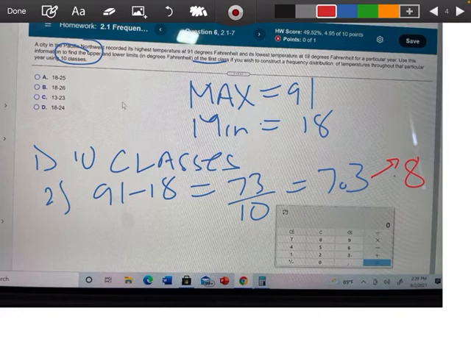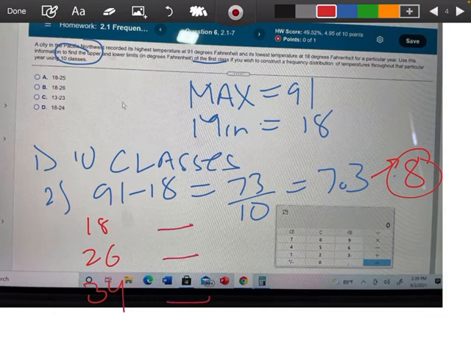So when we're going to do this for our class width, now we're going to start setting up our classes, right? So remember, the lowest number was 18. So then if we were to add 8 to that, that would be 26. And if we were to add 8 to that, that would be 34, so on and so forth. So remember, if I'm going to find the upper class limits, the number right before 26, that would be 25. The number right before 34, that would be 33, so on and so on and so forth, right?